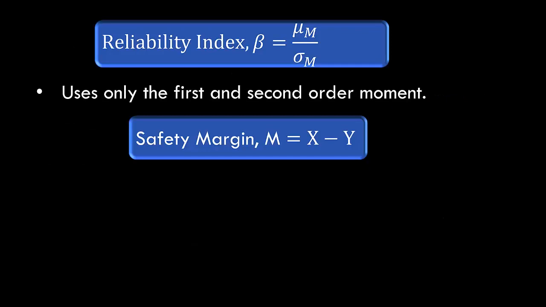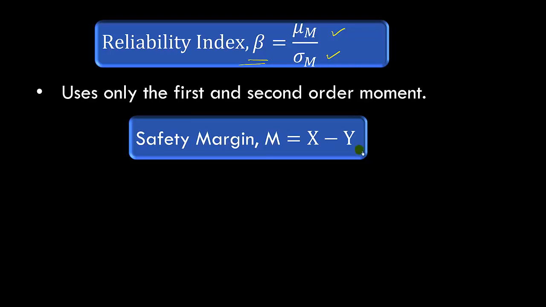Now, for example, consider the reliability index given by beta, which is mu_M divided by sigma_M. In this case, the first moment is the mean, that is mu_M, and the second moment is the variance. If you take the square root of the variance, that is basically the standard deviation. So we are only using the first moment and the second moment to calculate the reliability index. We don't need the probability density function in this case. Now we will see how we can use the concept of second order moment to calculate the safety margin.